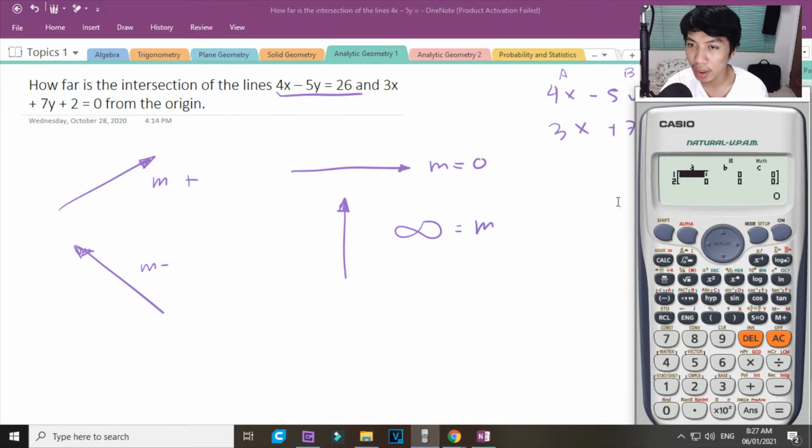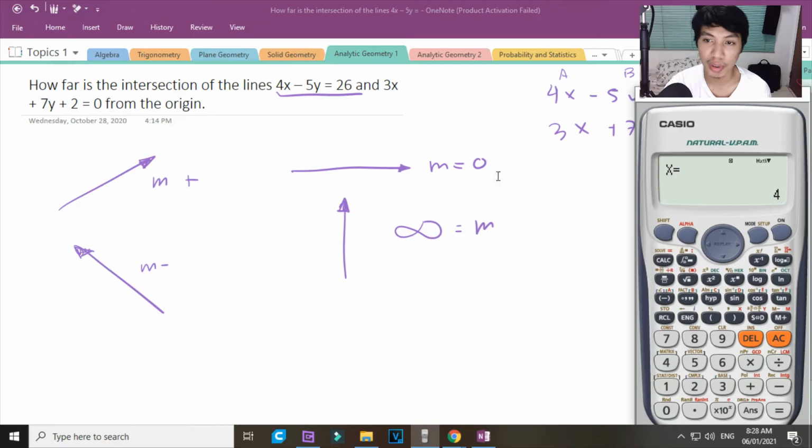Mode 5, 1. Tignan mo, ilagay mo yung 4. Dito sa taas, negative 5. Tapos 26. Tapos 3. Malalaman mo kagad yung kanilang intersection. 3. Tapos 7. Negative 2. Be careful and be mindful of the sign convention.